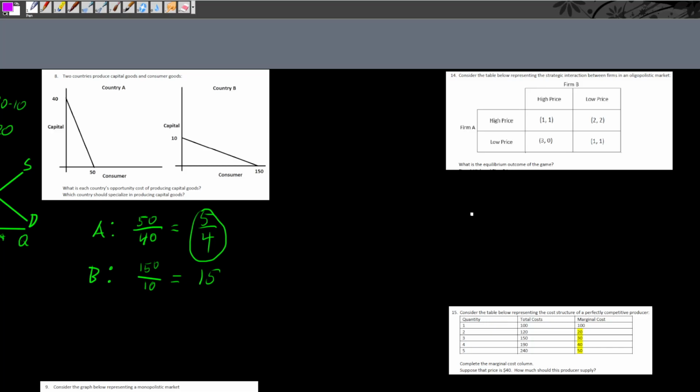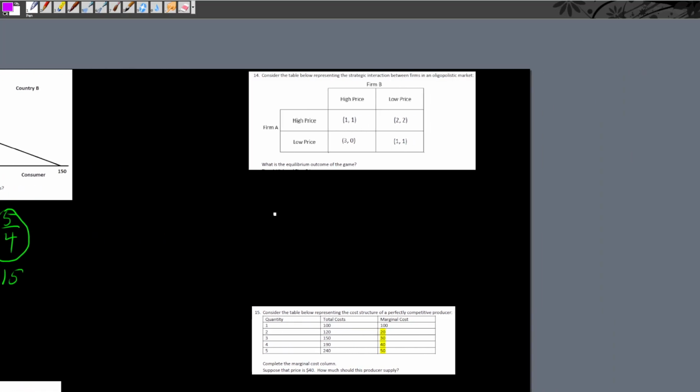Alright, so just a few more left. So number 14 here is a game theory question, right? So we've got two firms that are strategically related, so they're in an oligopolistic market, and they can choose to charge a high price or a low price. And so to figure out the strategic equilibrium of this game, or the Nash equilibrium, we have to use best response analysis. So let's start by assuming firm A chooses high price.